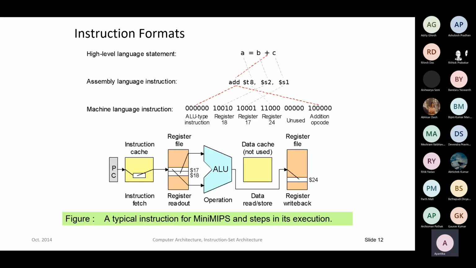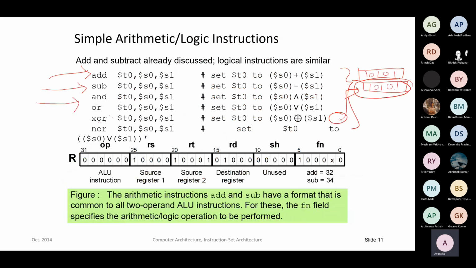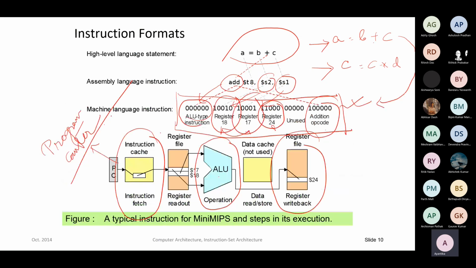Now what happens in the buffer overflow attack, where do we typically attack and where is the change? So up to this part, is it clear? What is the instruction flow, or how does instruction execution take place? Is there any doubt for this part? Anyone? Okay.